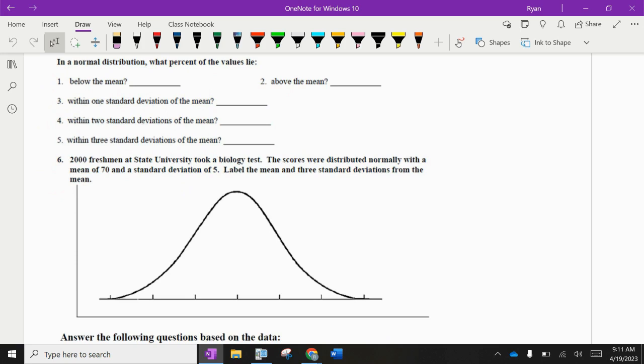So this should be homework 07. It might say 08 at the top, change it to 07. This one is due for tomorrow. First 5 questions deal with the percentages that we put in here.